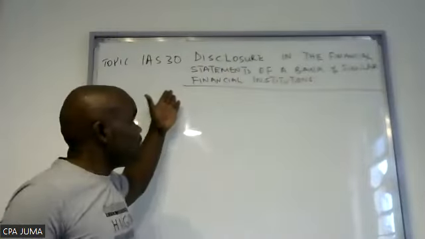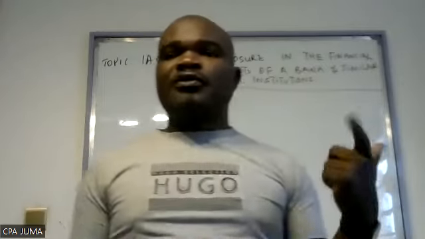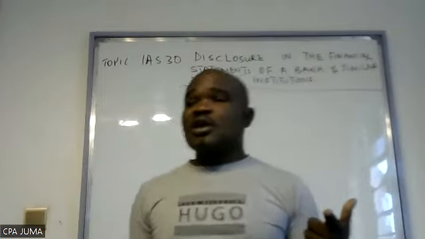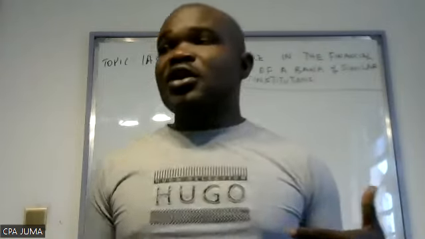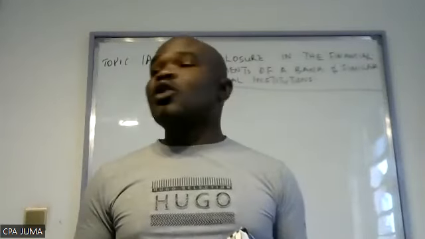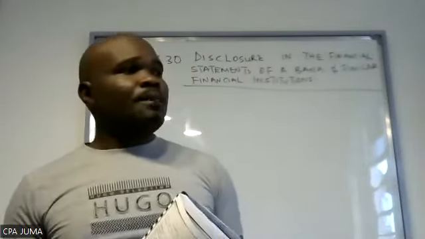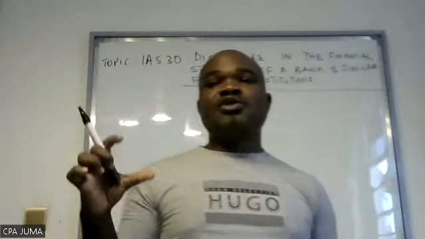IFRS 9, so this standard is being affected by IFRS 9. IFRS 9 talks of financial instruments. The financial instruments are the bonds, the debentures, and the rest. So banks normally trade on these securities a lot. They trade in financial instruments a lot. So there is always a connection between IAS 30 and IFRS number 9.